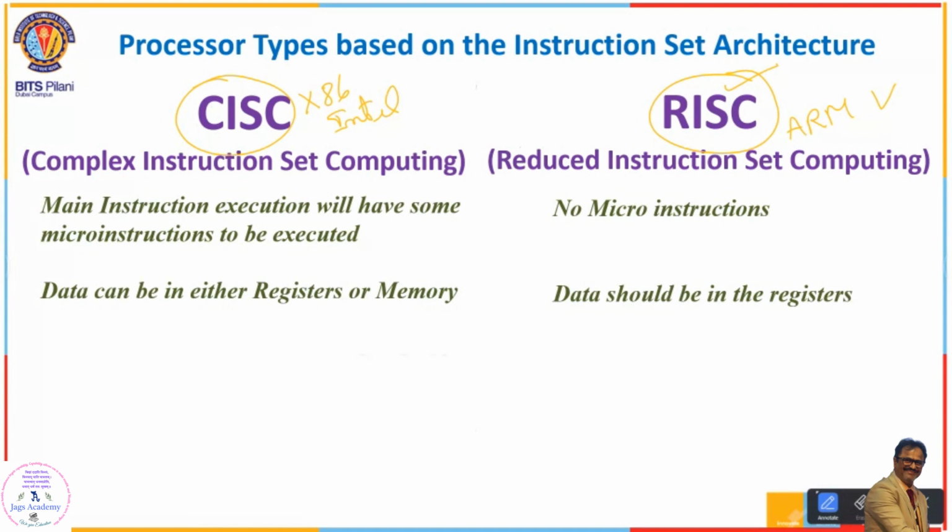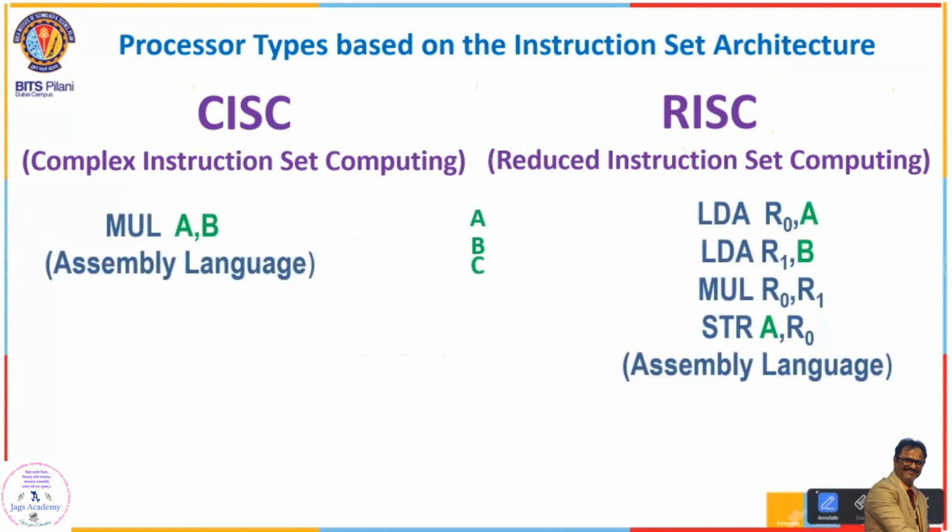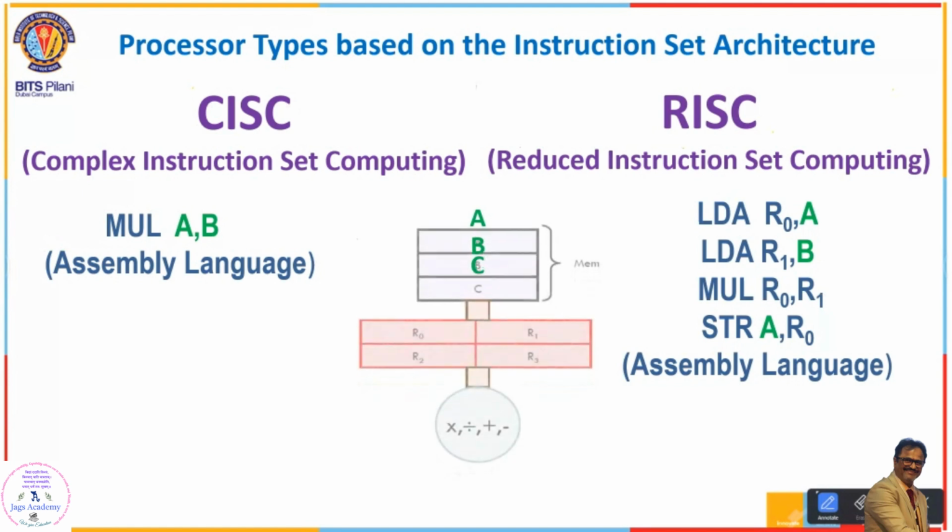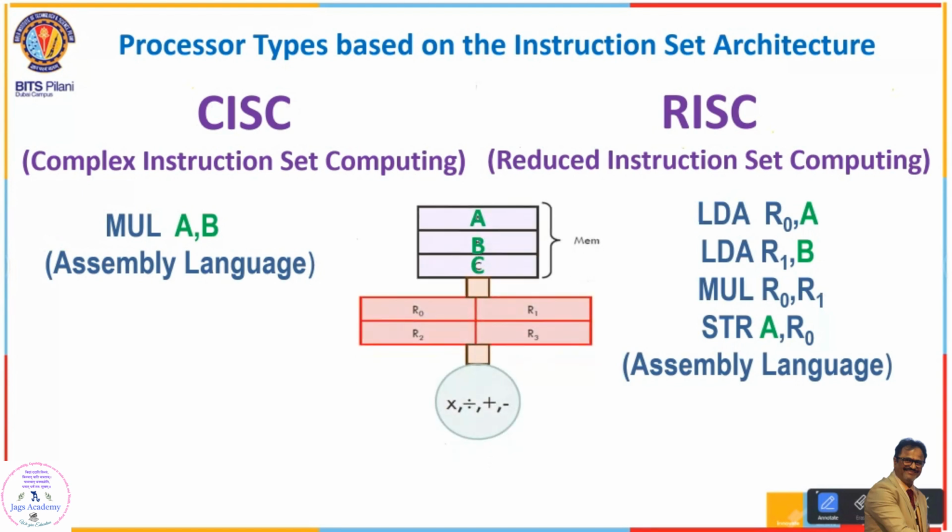See, now this classification is done based on how easily you write a program for these processors. Okay, listen carefully. I will write a simple program here to multiply two numbers. To multiply two numbers. Listen carefully here.